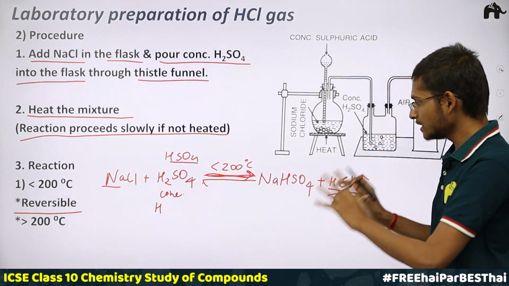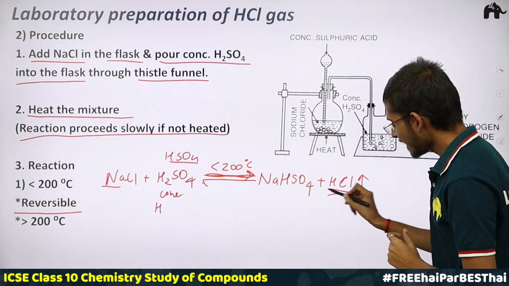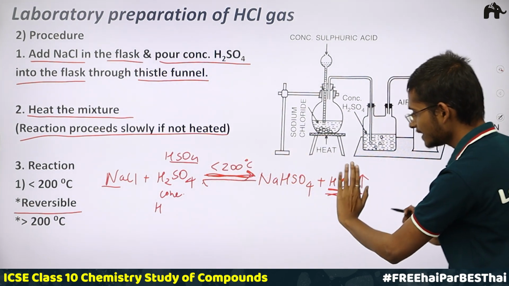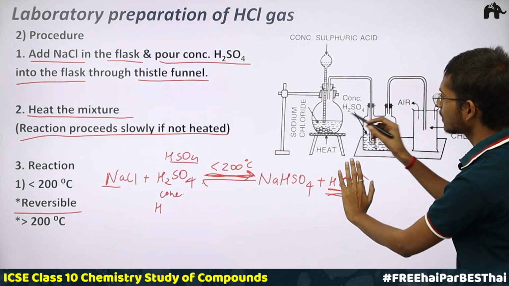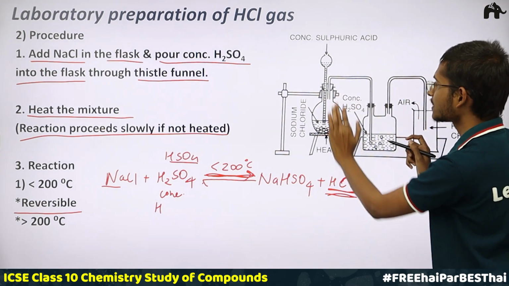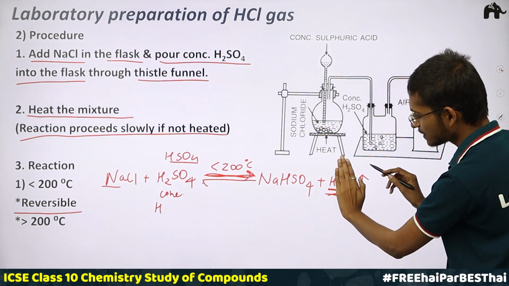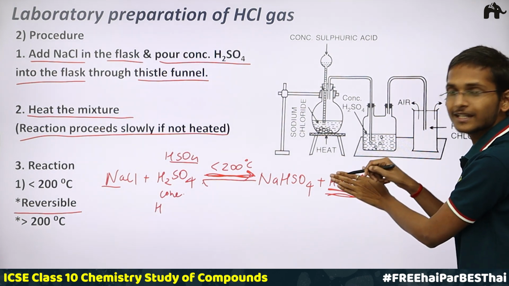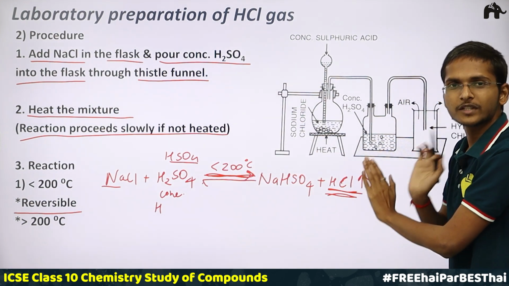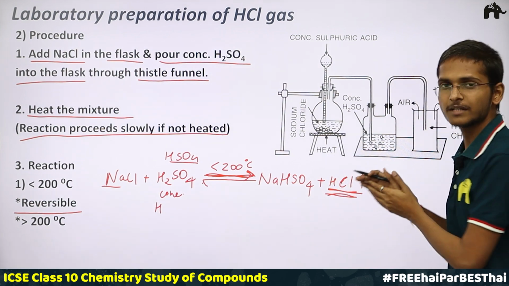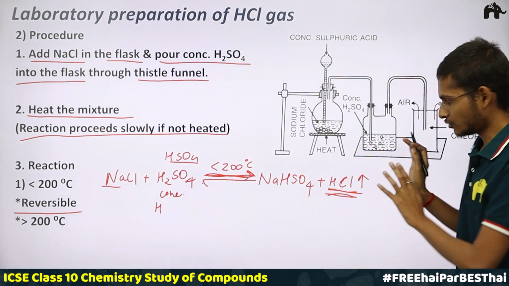But now see, our reaction is proceeding in the forward direction. Why? Because the HCl gas which is formed is consistently being removed from the product mixture. Because of this removal, there is always a need for more formation of HCl, and therefore the reaction proceeds forward. Clear? You will study more about this in your higher classes, in equilibrium, but for now it's fine to understand this much.